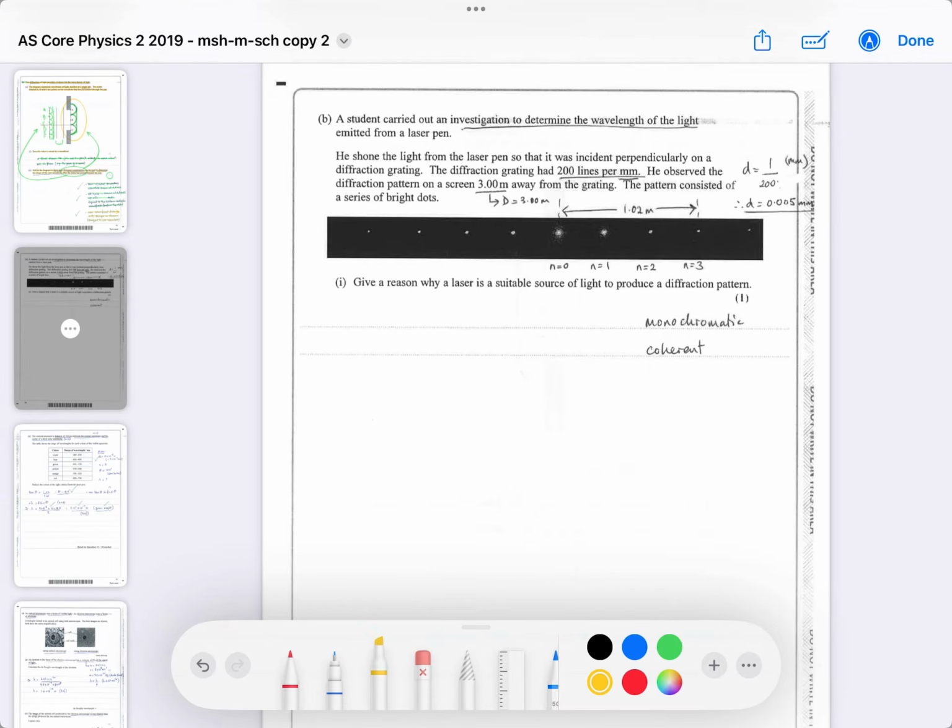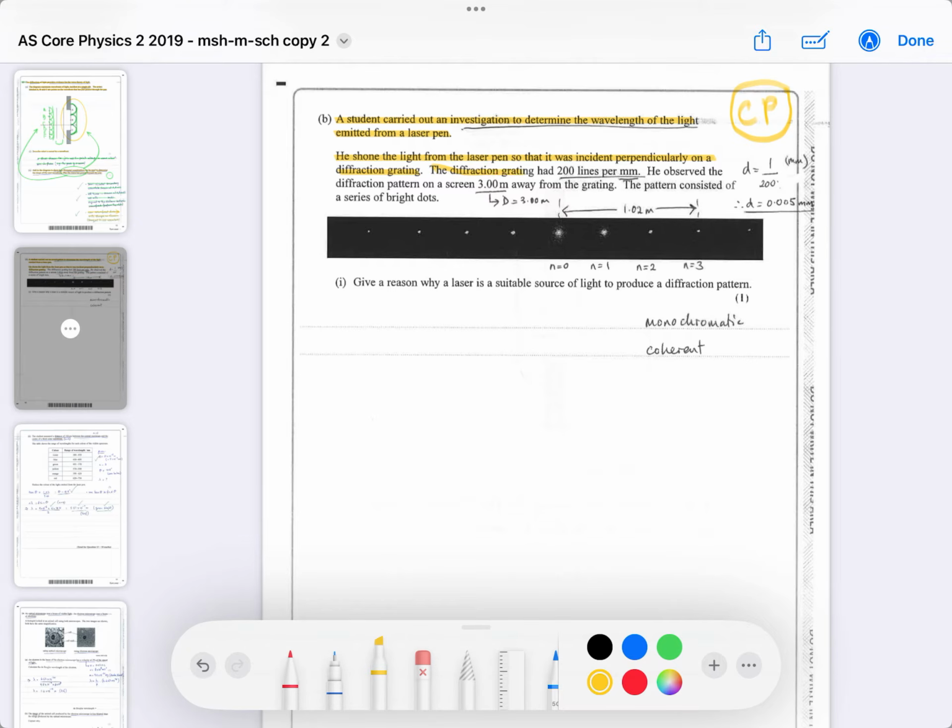The next part of the question says, a student carried out an investigation to determine the wavelength of light emitted from a laser pen. He shone the light from the laser pen so that it was incident perpendicularly on a diffraction grating. So this is another core practical. So you see the core practicals don't just come in the practical exam, they come in the theory.